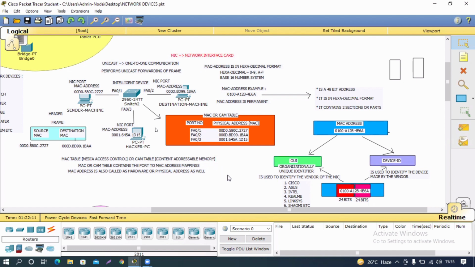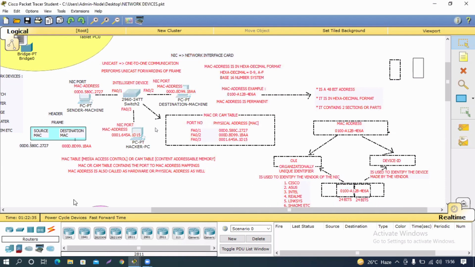Device ID is used to identify that NIC card which is manufactured by that company. Let's say that you have a Cisco NIC. This card is identified using the device ID, and OUI identifies that Cisco is the manufacturer of this device. Okay, everyone, done? This portion done? All of you? Yes, sir.